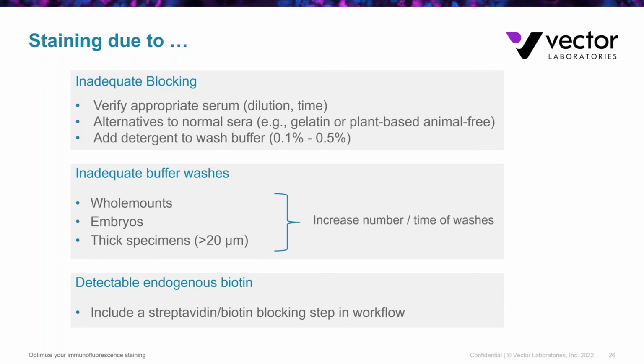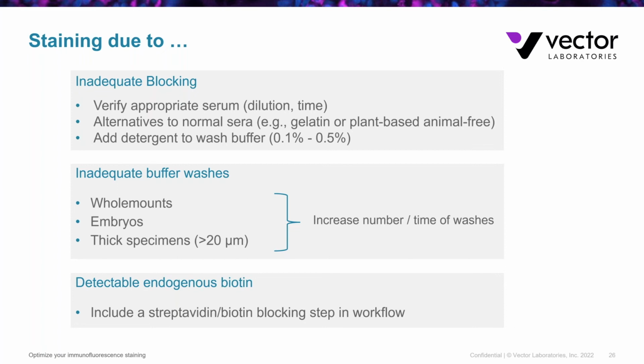increase the number of washes. So if you're just doing 2 times 2 minutes, extend it out to 3 to 5 washes, for example, and extend the length of time as well: 3 times 5 minutes, 3 times 10 minutes on some of these thicker preps to remove the unbound material. And for the last one I've listed here, detectable endogenous biotin that might be picked up by the use of a fluorescent streptavidin conjugate, use a streptavidin biotin blocking step in the workflow, which is usually applied before the primary antibody.